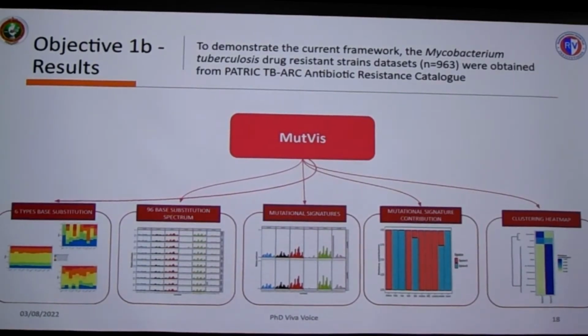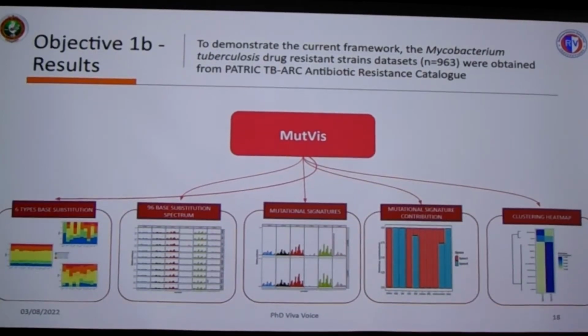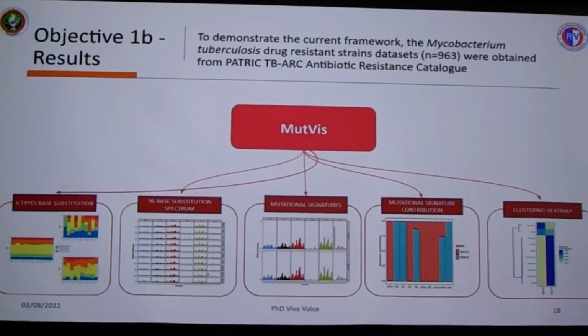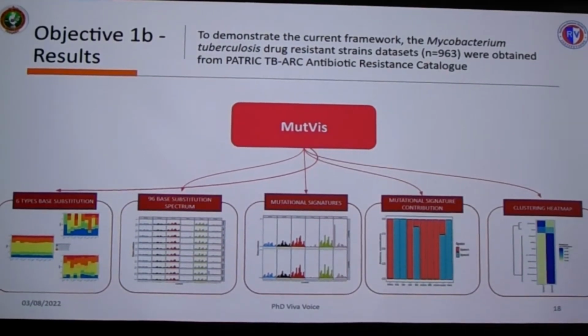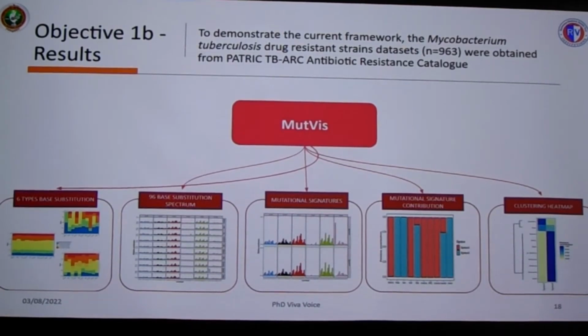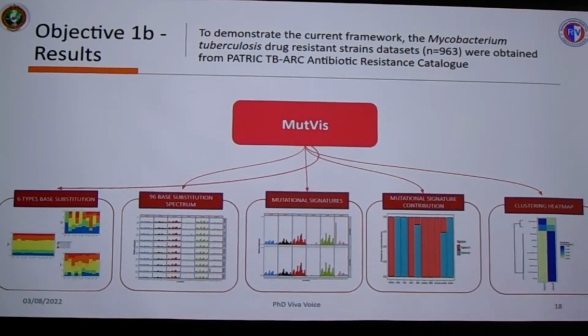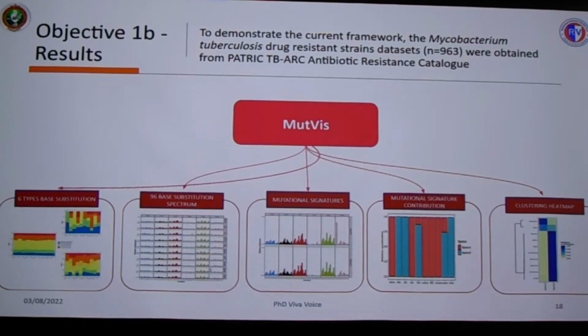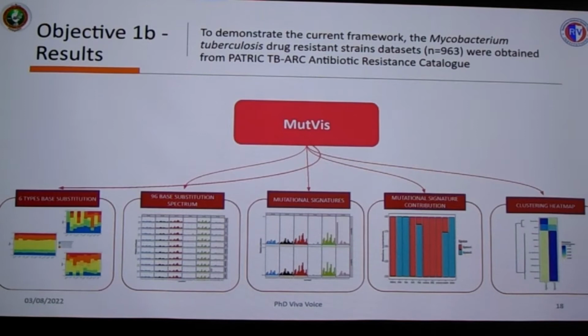So these are some of the outputs we get from this MuleWiz framework. The first one is six-type base substitution matrices, that is your transitions and transversions. A to T, T to C. So you have 6 types like that. From purine to purine, purine to pyrimidine, so you get 6 types. So what is the proportion of these transitions and transversions which is happening in the given organism?